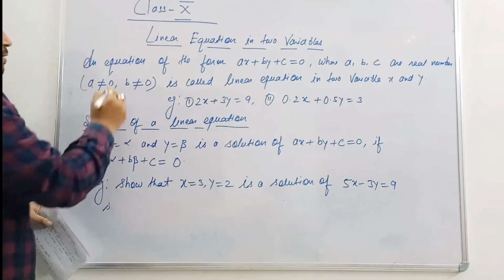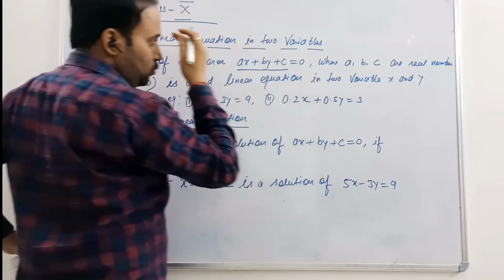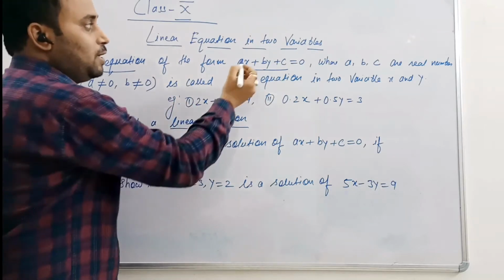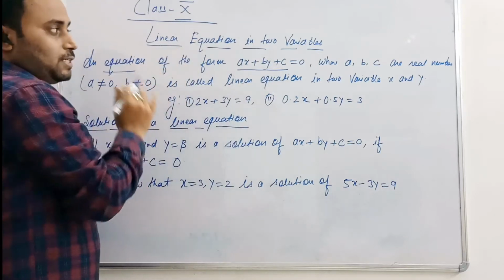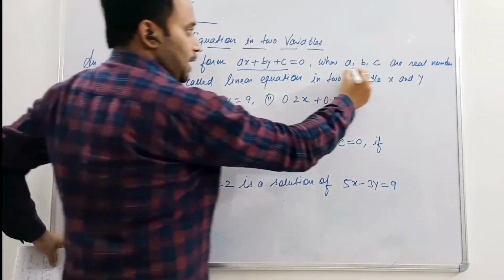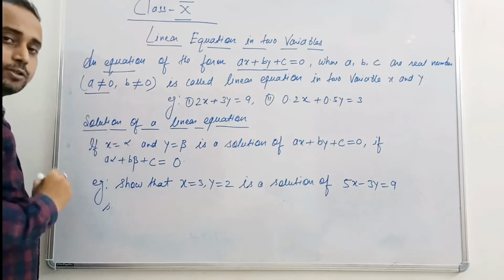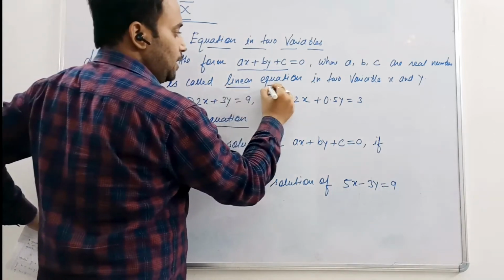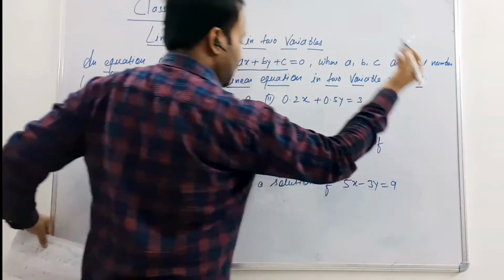What is a linear equation? An equation in the form of ax plus by plus c equals 0. The meaning of linear: linear polynomials are those polynomials whose degree is 1. If you see, the degree of x is 1, y is 1. An equation in the form ax plus by plus c equals 0, where a, b, c are real numbers, and one condition is a must: a is not equal to 0 and b is also not equal to 0. So this is called a linear equation in two variables. Which variables? The variable x and the variable y.